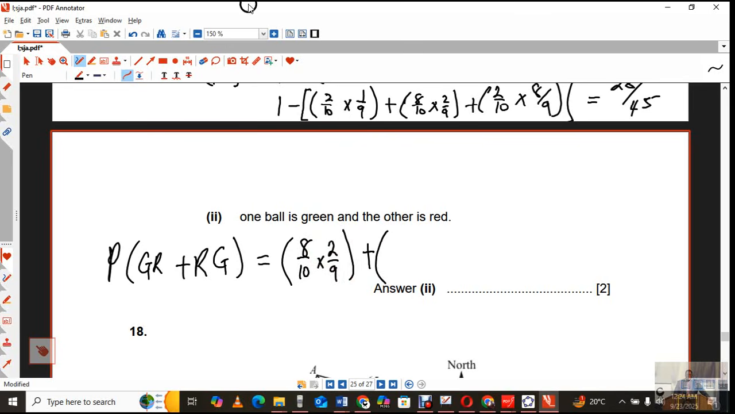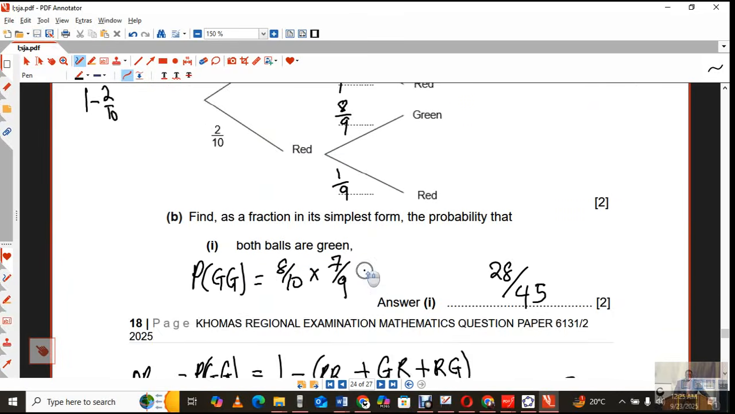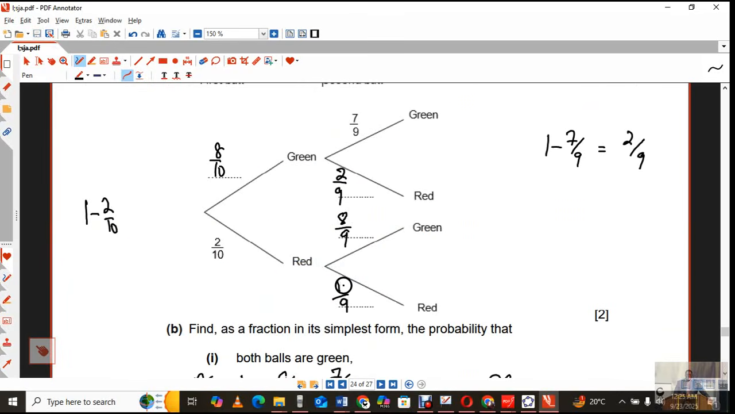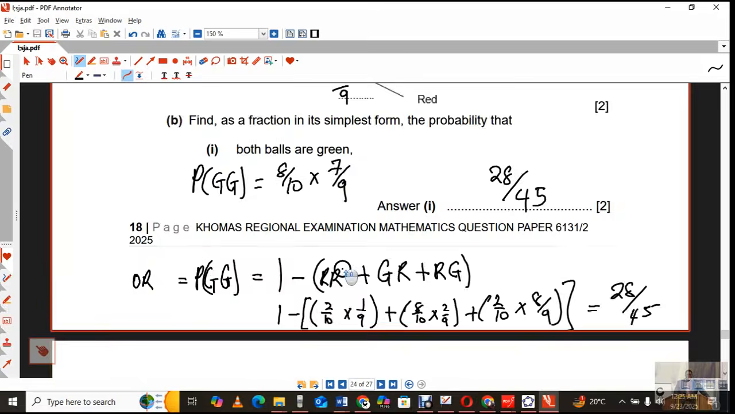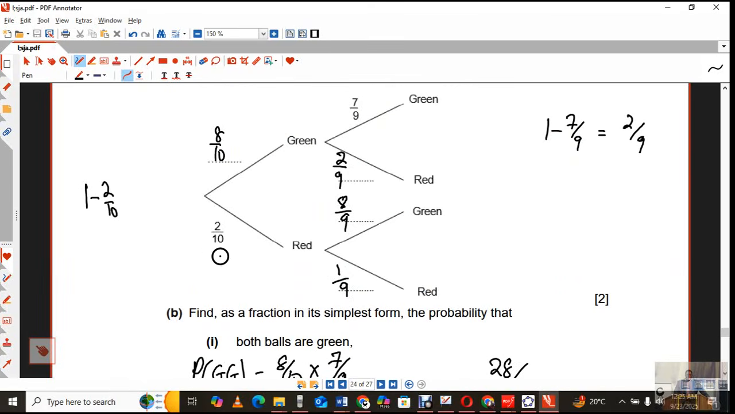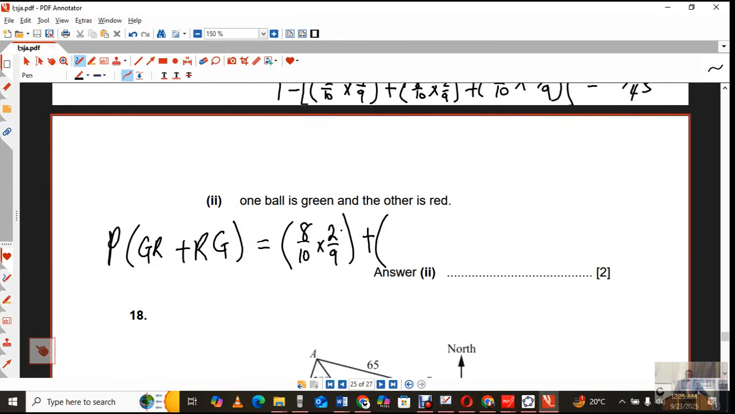plus, let's go to red. Red is, so we are now looking at the combo of red and green. So we have got red 2 over 10 and 1 over 9. Yeah, that is red and green. Sorry, it's 2 over 10 and 8 over 9. So that will be 2 over 10 times 8 over 9. Okay, once you do all of this, you're gonna get 16 over 45. Okay, that's it.